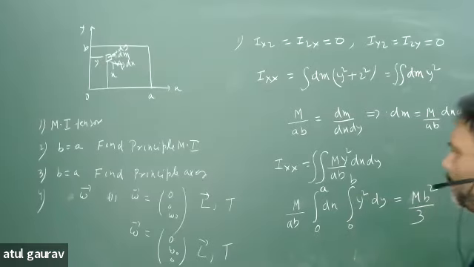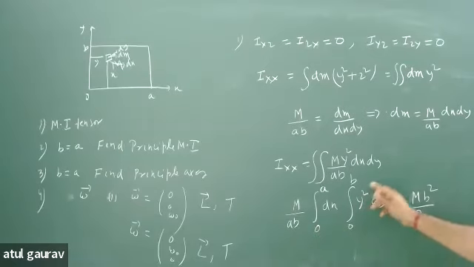Is this correct? Yes. a and a cancel out, and this will be b cube by 3. So 1 b is cancelled out. So mb square by 3.